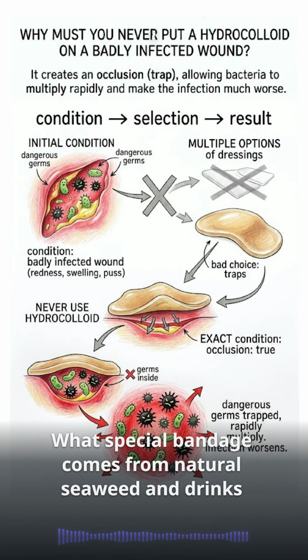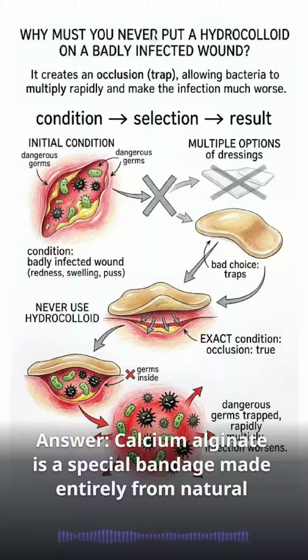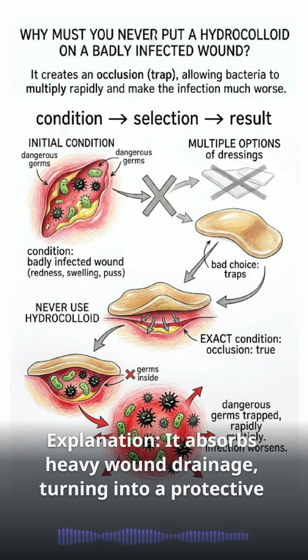82. What special bandage comes from natural seaweed and drinks massive fluid amounts? Calcium alginate is a special bandage made entirely from natural ocean seaweed. It absorbs heavy wound drainage, turning into a protective gel right away.